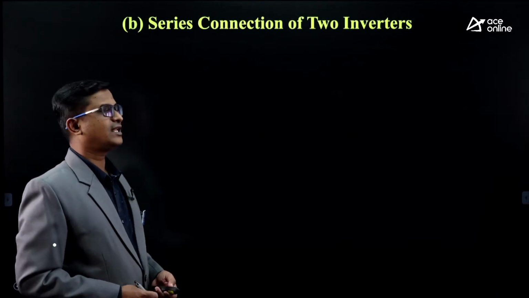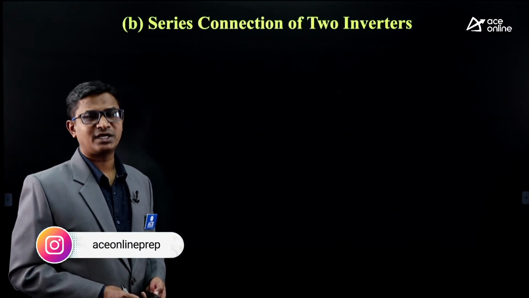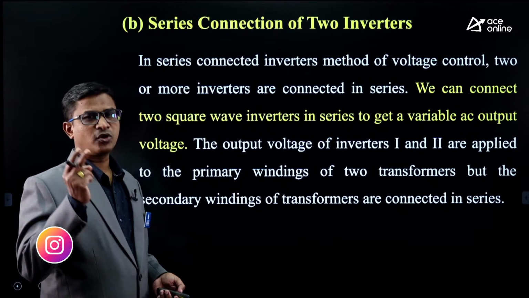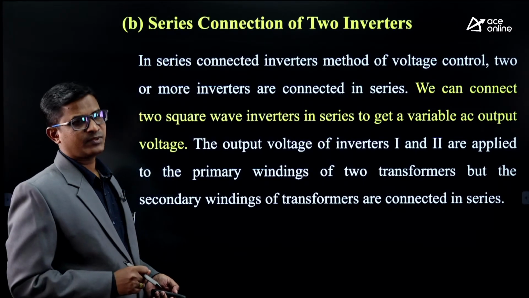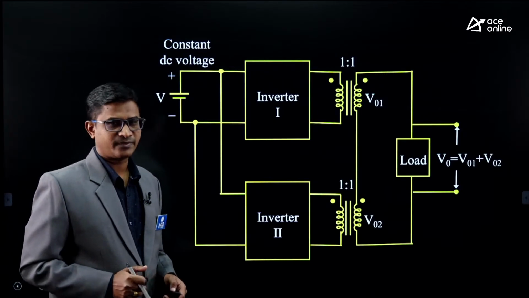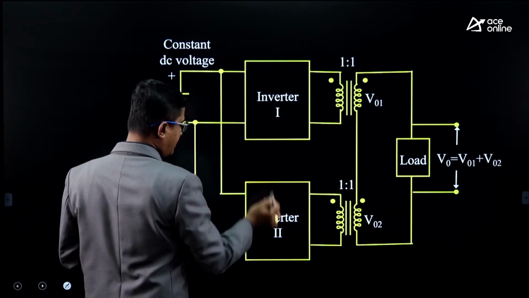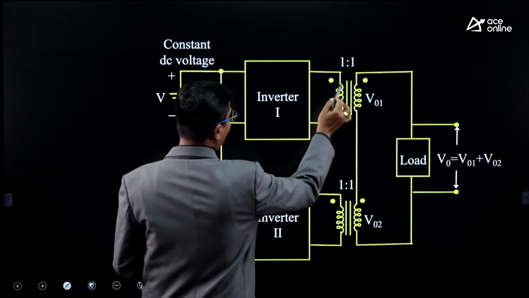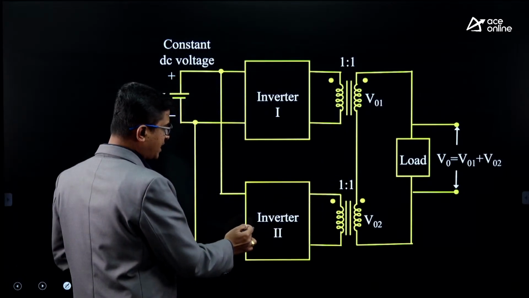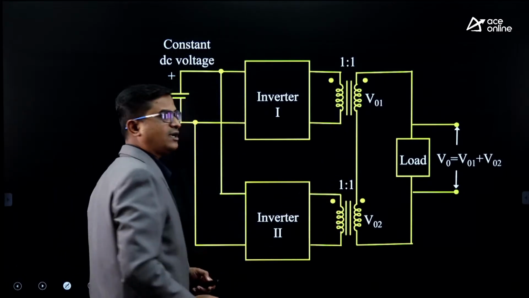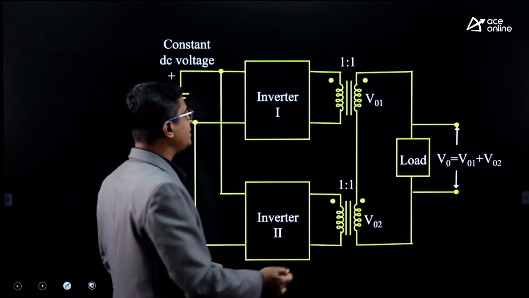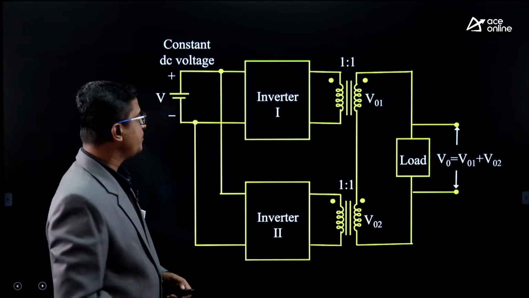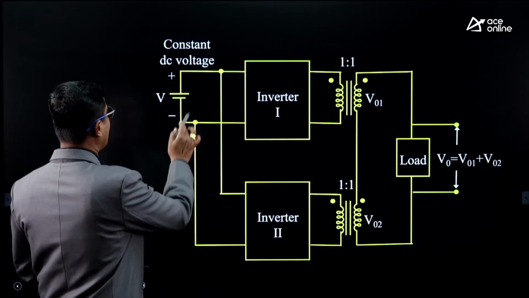And one more is the series connection of two inverters. We can connect two inverters in series, and yes, this is about the series connection of inverters. So we are going to connect two inverters in series. The block diagram is like this. You can check. This is the first inverter. Here is the second inverter. The output of the first inverter is connected to the primary winding of one transformer. The output of the second inverter is connected to the primary winding of the second transformer. The secondary windings of both the transformers are connected in series. The input to both the inverters is from the same supply.